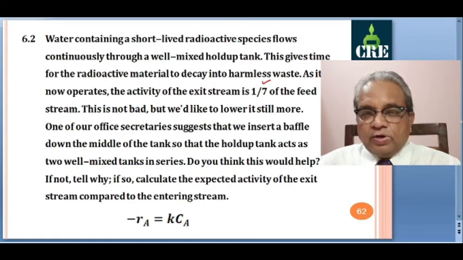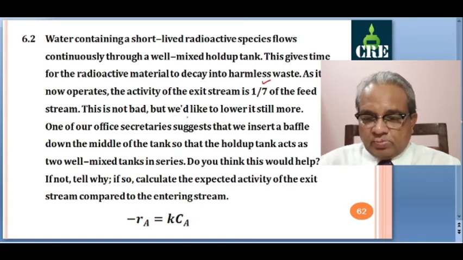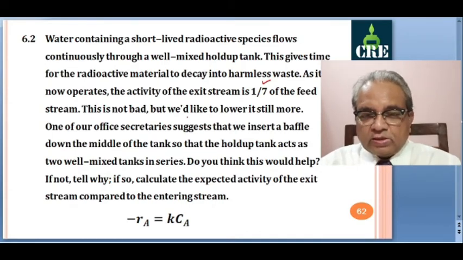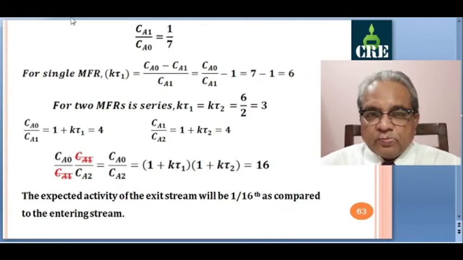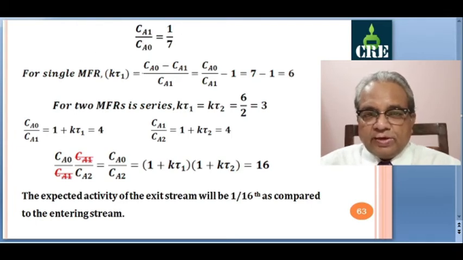So, two reactors in series, of course, will give a better performance. Radioactive decay is first order, so the first order rate law, minus Ra is equal to K Ca, will be applicable. Now this activity is dropped to 1/7. So you start with Ca0 equal to 7, Ca1 equal to 1. So the ratio of Ca1 to Ca0 is 1 by 7. For a single mixed flow reactor, K tau 1 will be (Ca0 minus Ca1) by Ca1. So this Ca0 minus Ca1 is known, inverse of this, 7 minus 1 is 6.